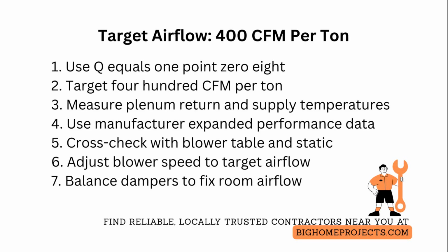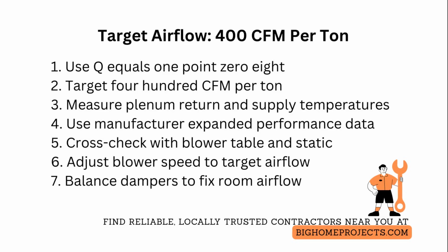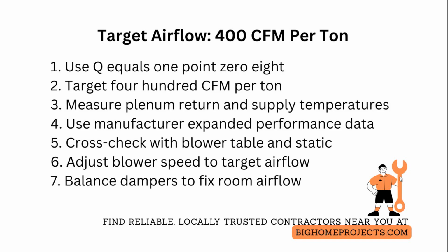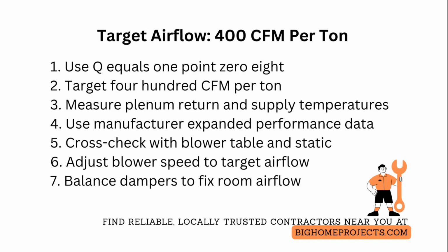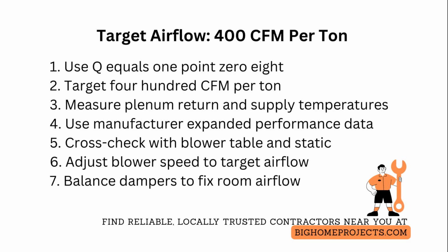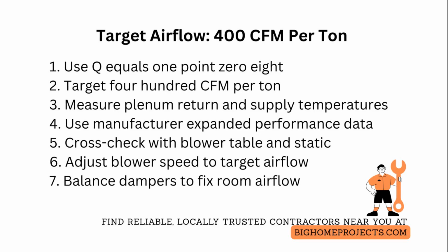For cooling, use the manufacturer's expanded performance data to obtain sensible capacity at current indoor wet bulb temperature, outdoor dry bulb temperature, and airflow target. Do not assume total capacity equals sensible capacity. If you lack full data, a field shortcut is to measure total external static pressure, plot the blower fan speed on the blower table, and cross-check with the temperature rise calculation to validate cubic feet per minute.